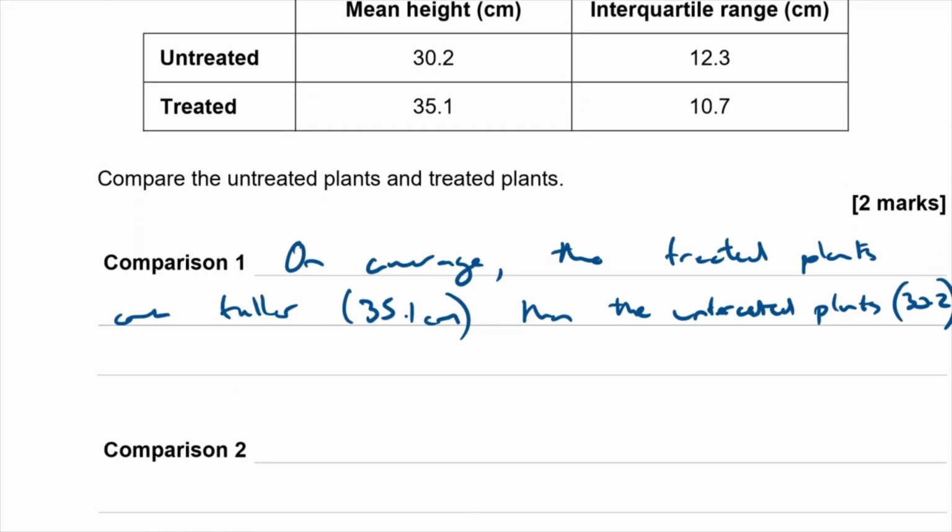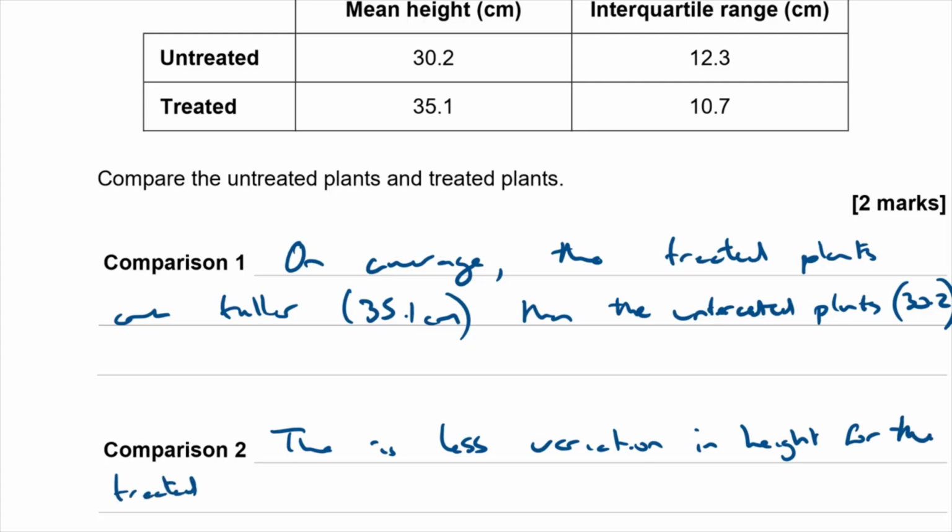The next comparison, we're going to look at the interquartile range. Now we can see the interquartile range is larger for the untreated plants than the treated plants, which means that there's more variation within the untreated group. Conversely, there's less variation between the treated group. So there is less variation in height for the treated plants compared to the untreated plants.